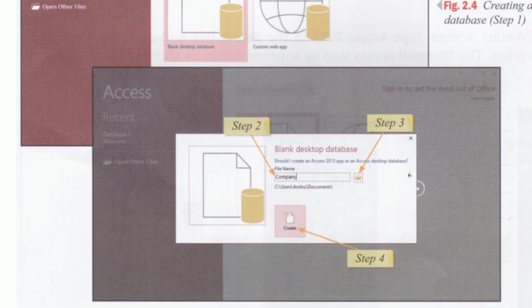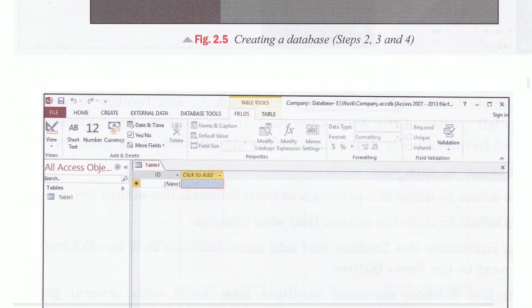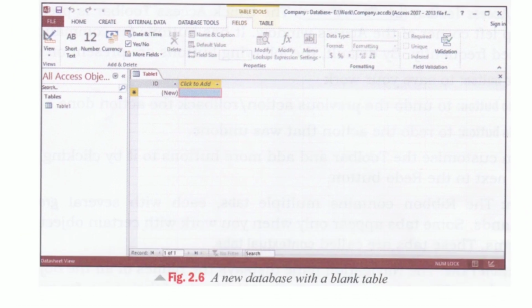As you can see in this picture, in step 4, as we click on the create button, our database will be created. This one is the created database. Now we can enter the data, or we can also create another database or table in this database file. This one is the figure of a new database with a blank table.